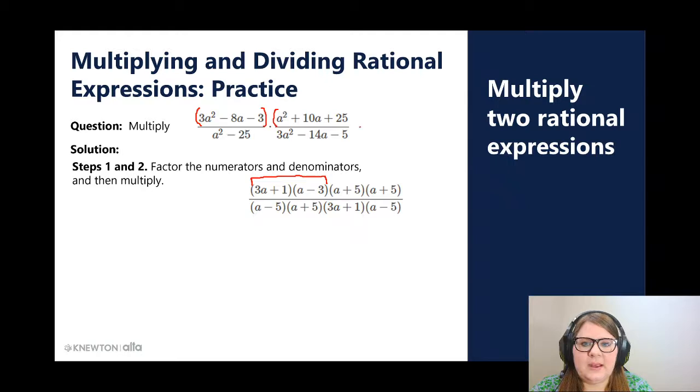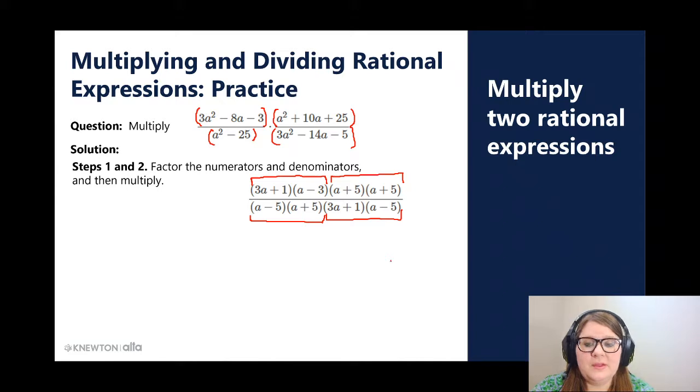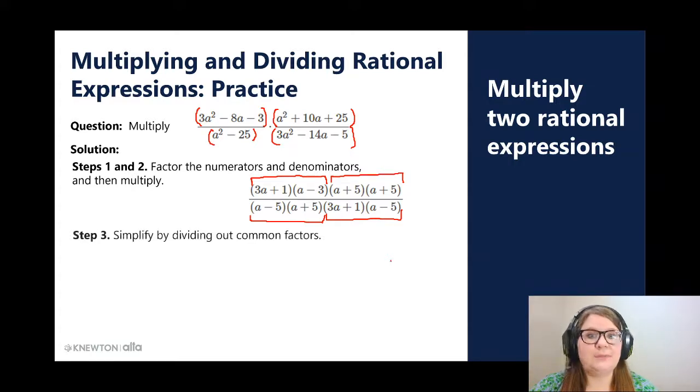And a squared plus 10a plus 25 is a plus 5 times a plus 5. And then a squared minus 25 is going to be difference of squares. So it becomes a minus 5 times a plus 5. And 3a squared minus 14a minus 5, again with the AC method, is going to be 3a plus 1 times a minus 5. So now that I've literally done both of steps 1 and 2 in a single step, factored and multiplied across, I'm going to be able to simplify this.